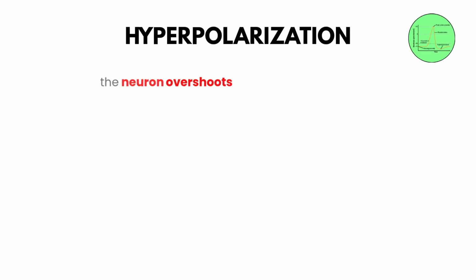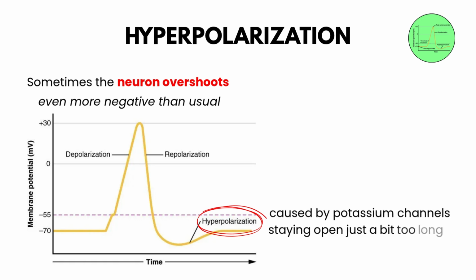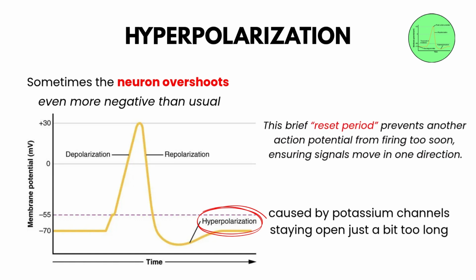Hyperpolarization. Sometimes the neuron overshoots and becomes even more negative than usual. That's hyperpolarization, caused by potassium channels staying open just a bit too long. This brief reset period prevents another action potential from firing too soon, ensuring signals move in one direction.